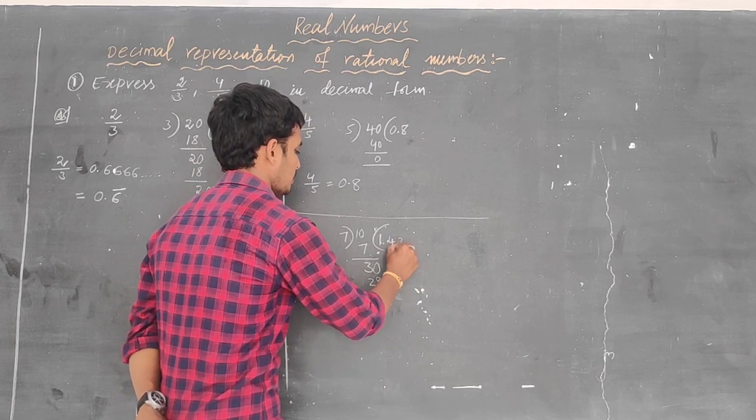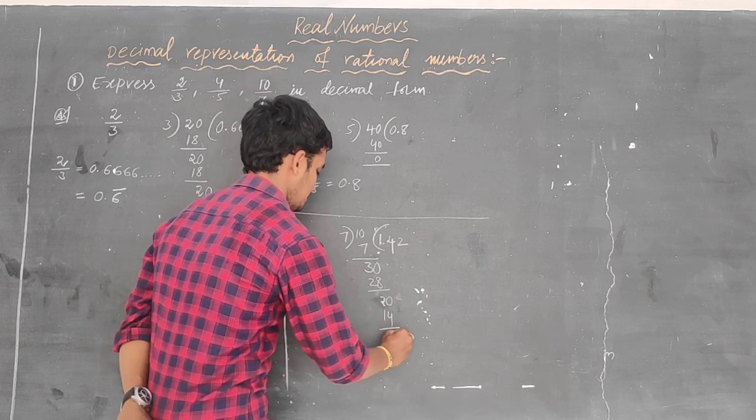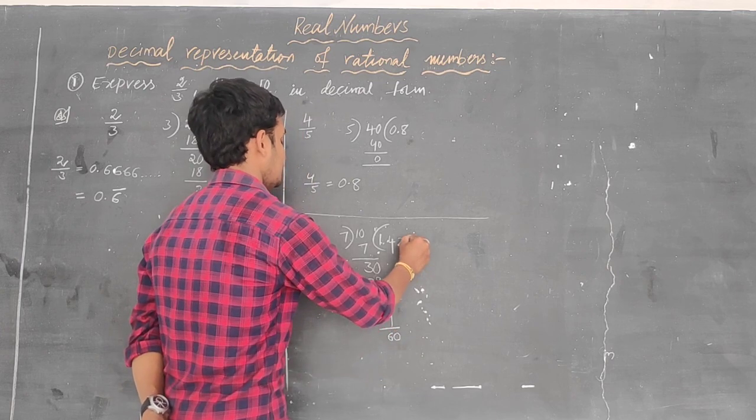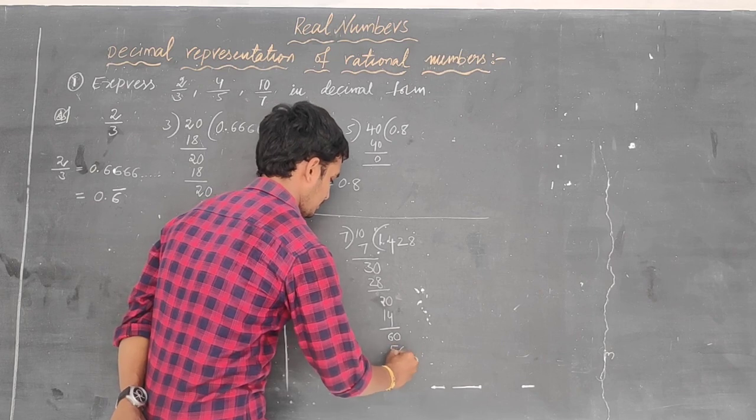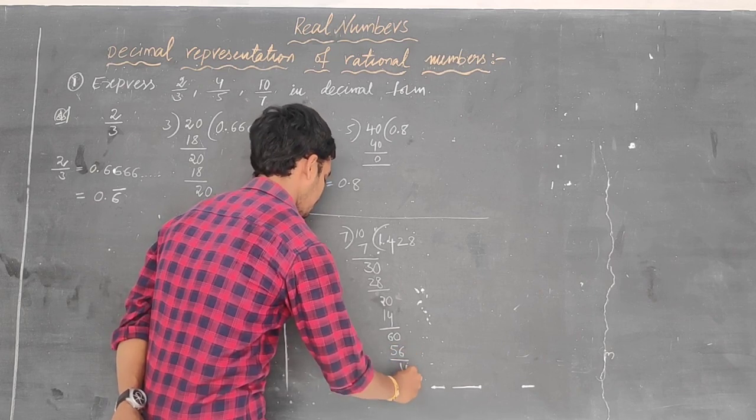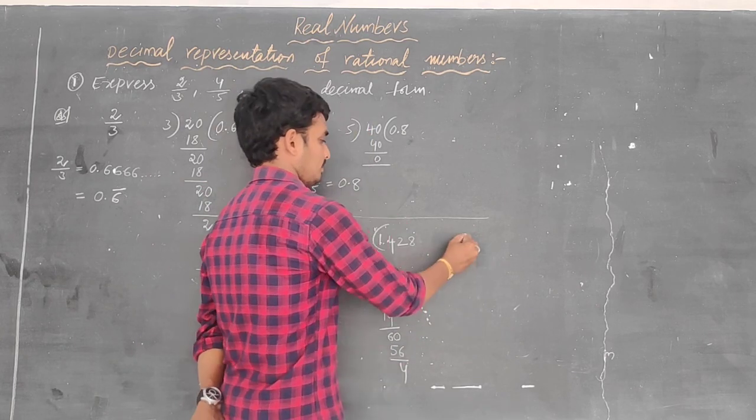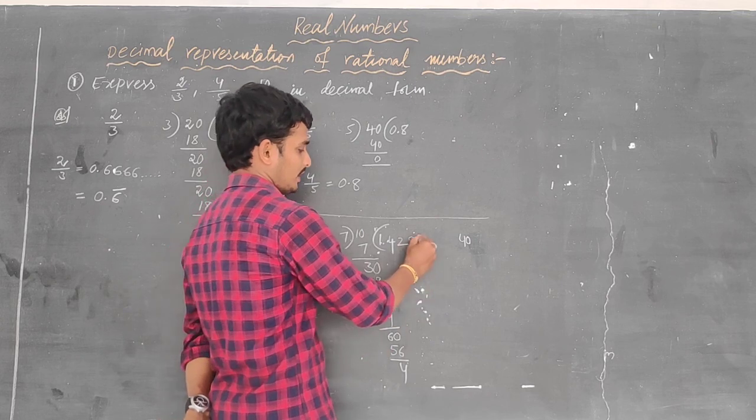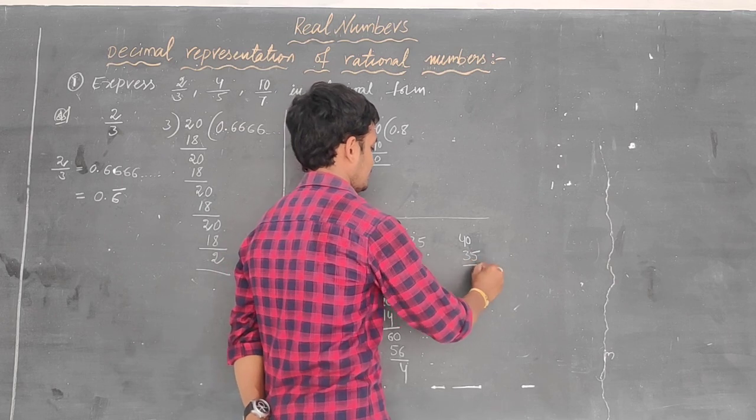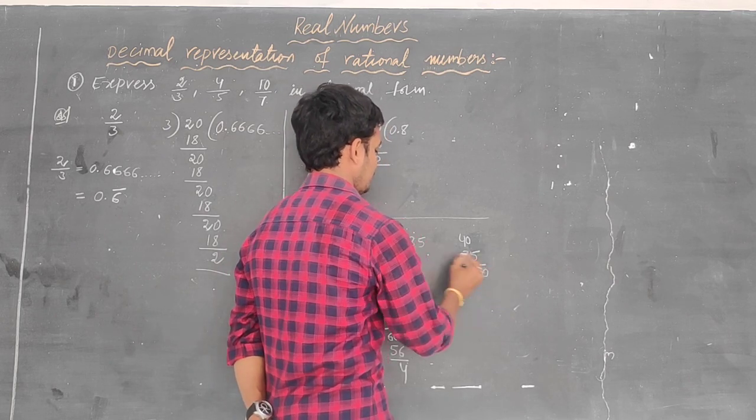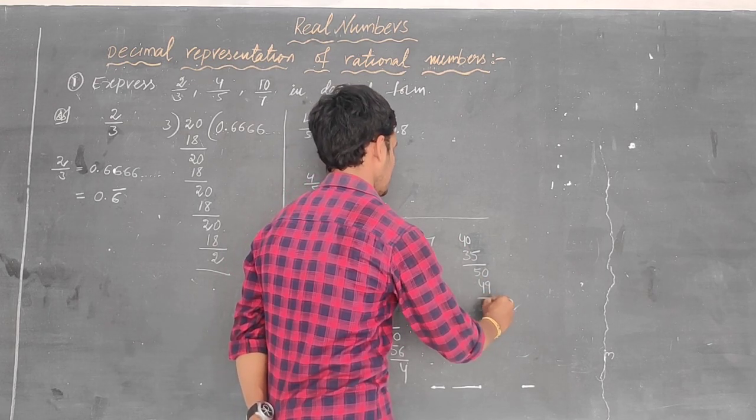2 means 20, and 2 times 7 is 14. Are you following, my dear students? The remainder is 6, so we get 60. 8 times 7 is 56. The remainder is 4, so we get 40. 5 times 7 is 35. The remainder is 5, so we get 50. 7 times 7 is 49, and we get remainder 1.